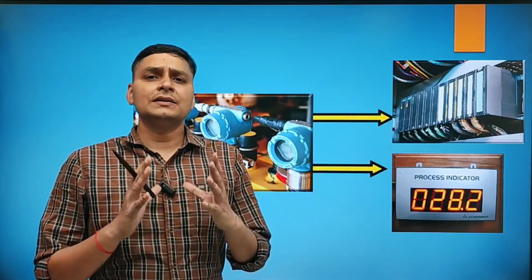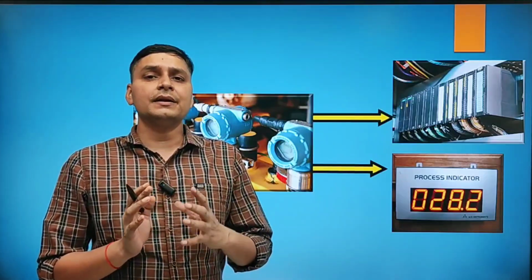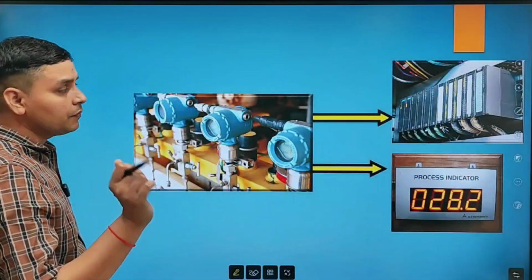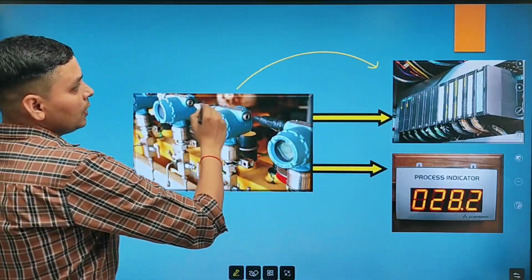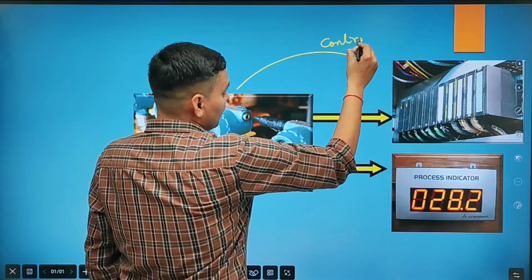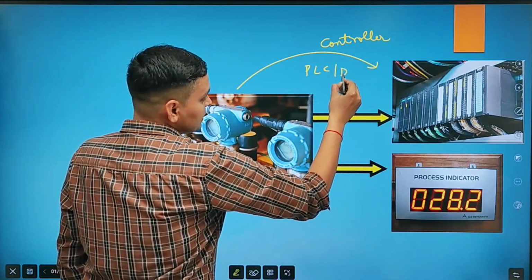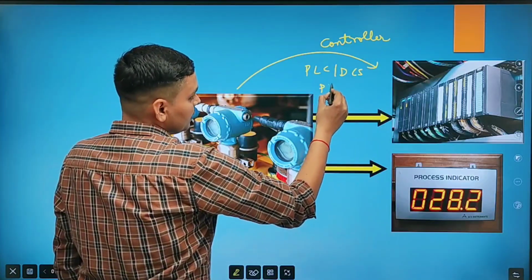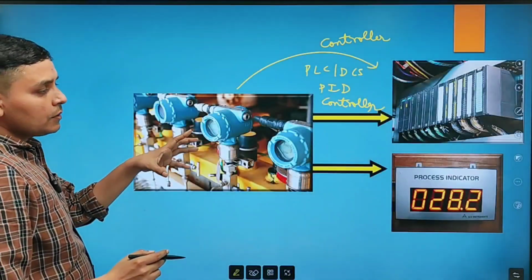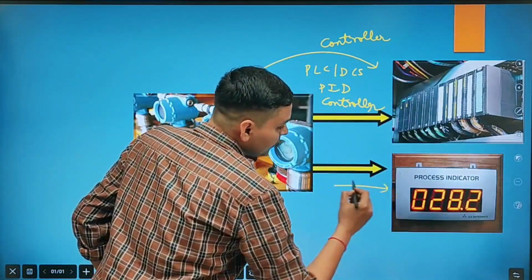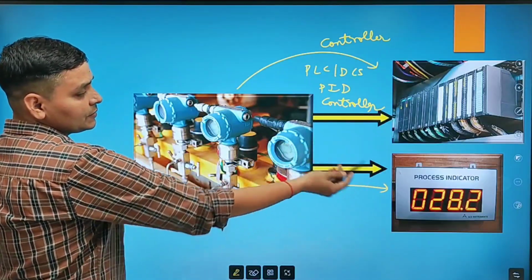We have discussed that a transmitter transmits its value to another place. Now we will discuss where it transmits its value. Look friends, transmitters transmit their values to any controller. Okay? In a controller, we can use PLC, DCS, or we can use a PID controller. A transmitter can also transmit its value to a process indicator. A process indicator is used to show the value of the transmitter.